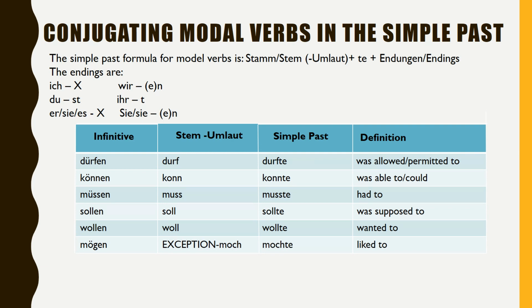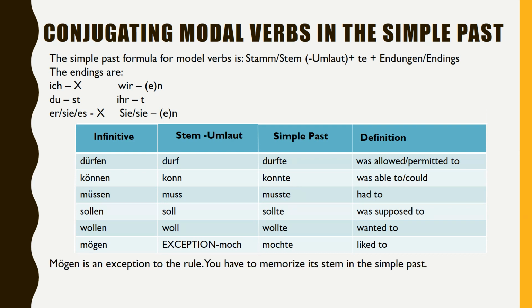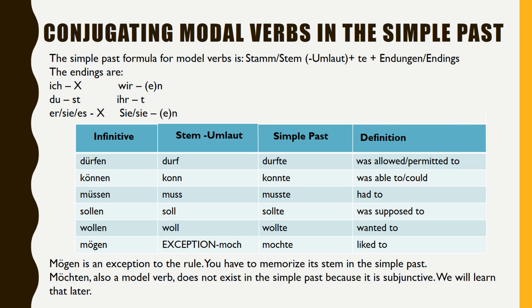Note the definitions on the right are the definitions of the simple past versions of these verbs. If you need to add endings for the other subjects, you would then do so. Mögen is an exception to the rule. You have to memorize its stem in the simple past. As you noted, the stem for mögen in the simple past was moch. Möchten, which is also a Modalverb, does not exist in the simple past because it is subjunctive. We will learn that later.